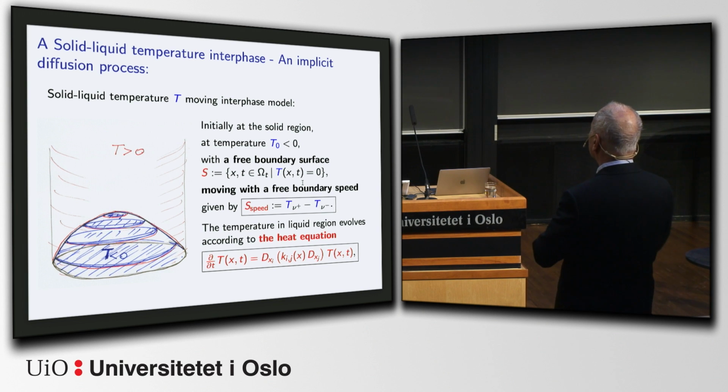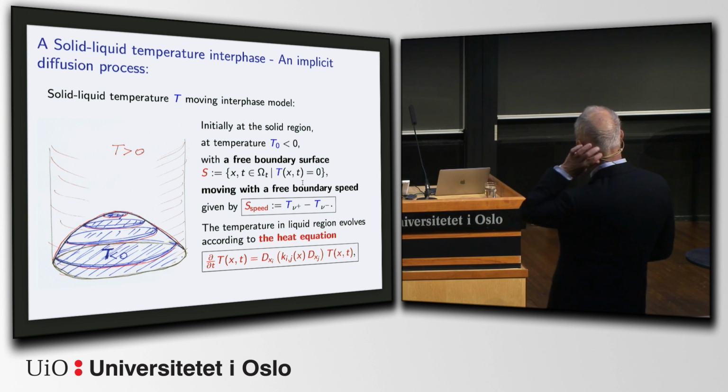And so here it is, initially at the solid region at temperature T0 less than 0 with a free boundary surface, right? This one, which is the one that separates, right, the capital T of x little t, because the surface is changing in time. And this T of x, t equal to 0 is what happens in this surface, which is evaluation. So the temperature in the liquid region evolves according to the heat equation, right?